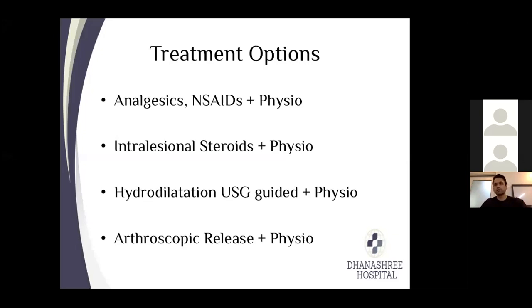I usually follow this as a flow chart. So I never skip steps. So if there is a patient who requires analgesics, that's the first step. They always have to try analgesics or NSAIDs at their own level. If it's not improving, they may go for intralesional steroids. Still no relief, they can go for a USG guided hydrodilatation. It's not very common in India, but there are some radiologists who are trained to do that. So that is one of the treatments. And worst case scenario, if nothing works, then arthroscopic release is the final step.